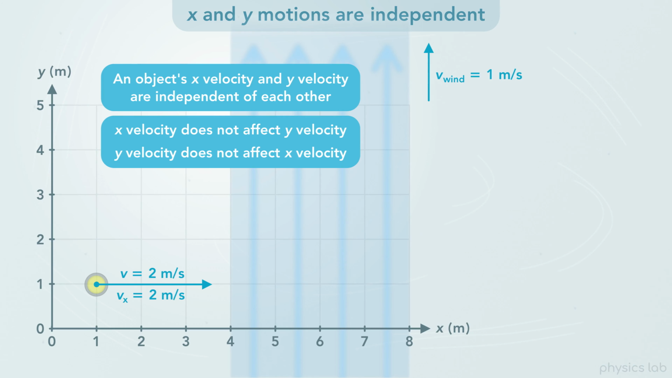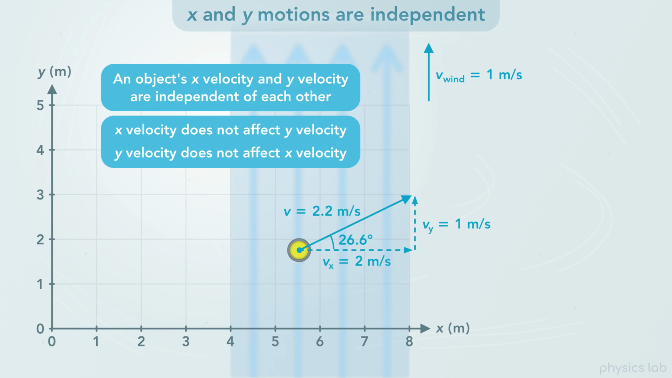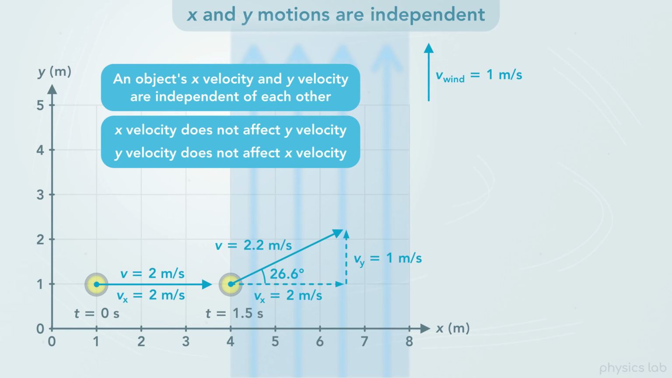How does this apply to our last example? Let's watch the motion of the stone again as it's hit by the wind. The x velocity is 2 meters per second to the right the entire time. The wind does not change the stone's x velocity because the wind doesn't push the stone in the x direction.